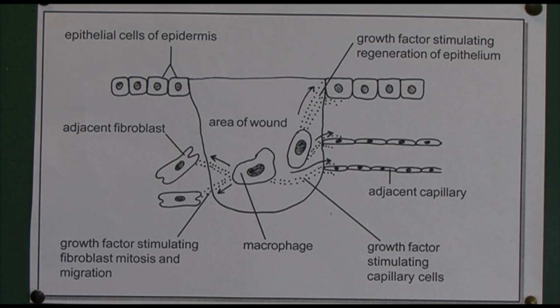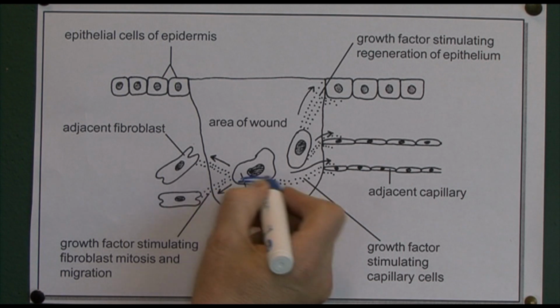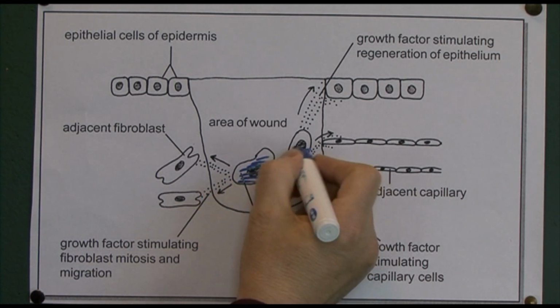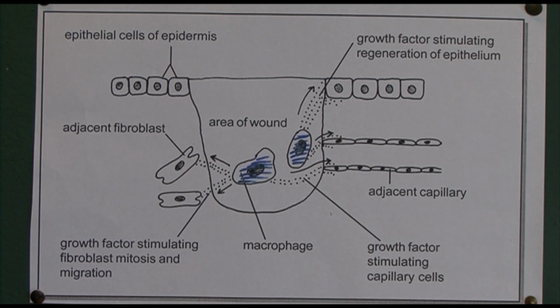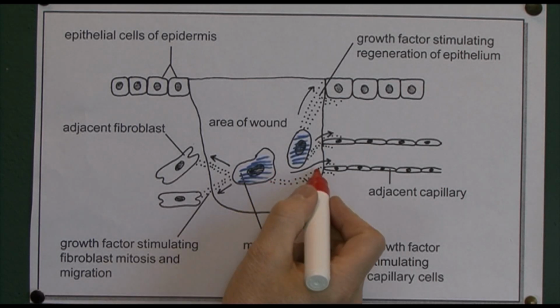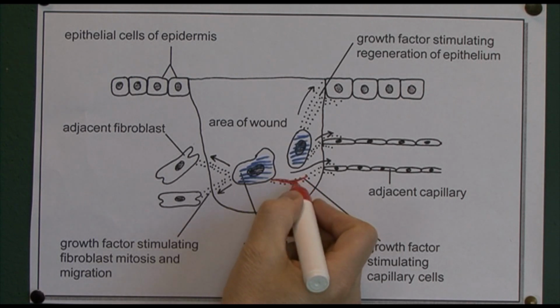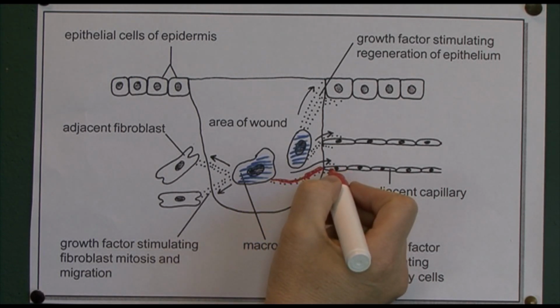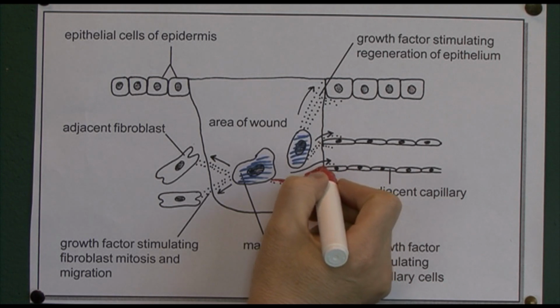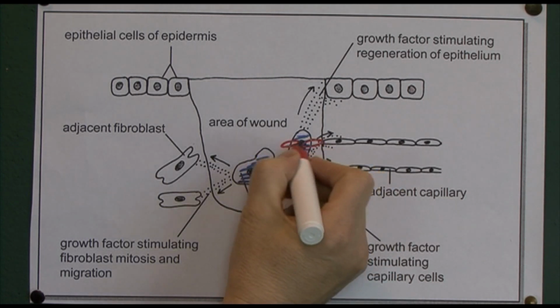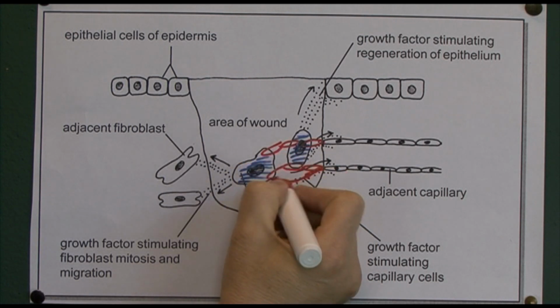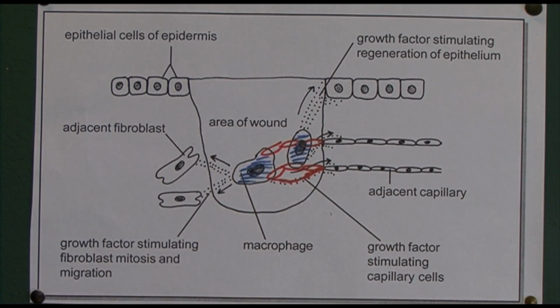Now this diagram shows the macrophages here in the wound, and the macrophages release growth factors. The growth factors can only diffuse through the wound if the wound is moist. So here we see growth factors migrating towards the capillary endothelial cells. It's going to cause the capillary endothelial cells to grow new capillaries into the wound, which is essential for the formation of granulation tissue and healing.